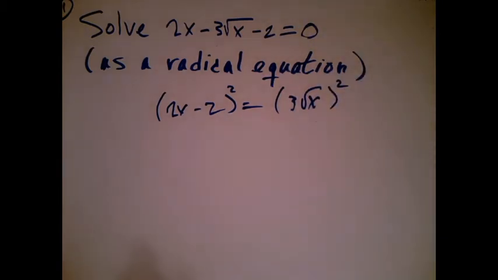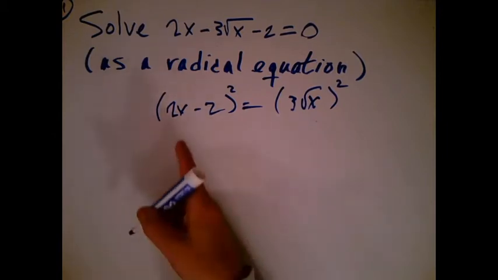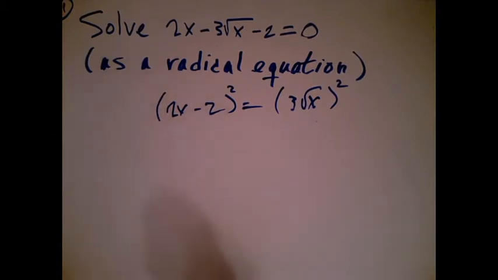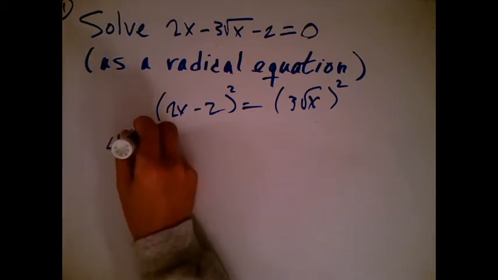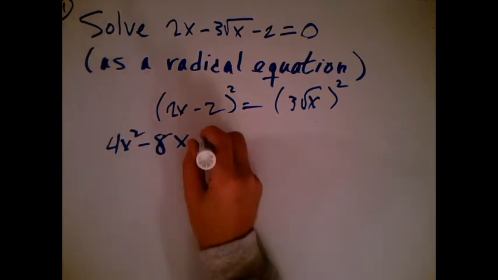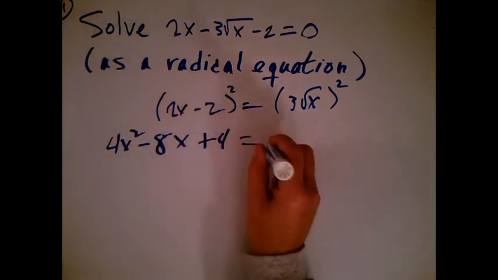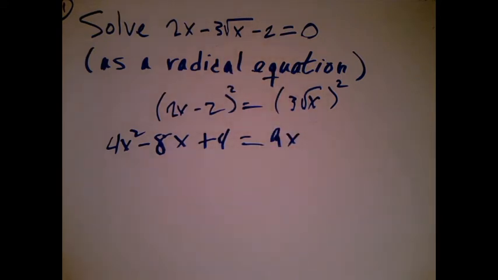Now remember, to square something means to multiply by itself. It doesn't mean to square each term. So I have to multiply 2x minus 2 times 2x minus 2. We FOIL there, and we're going to get 4x squared minus 8x plus 4 equals 9x, like that. That's just a normal quadratic equation.